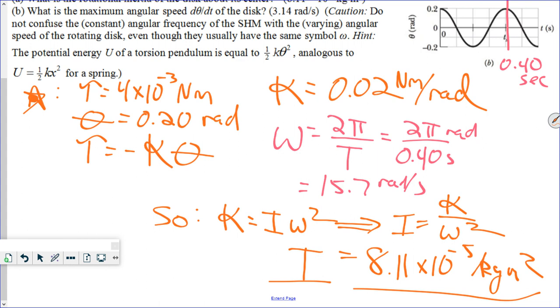Okay, so then B wants to know the maximum angular speed. So to be clear, it says it here in the problem: caution, don't confuse the constant angular frequency with the changing angular speed. Remember, your angular frequency is constant because the rate at which your thing bounces back and forth has a fixed period, right?